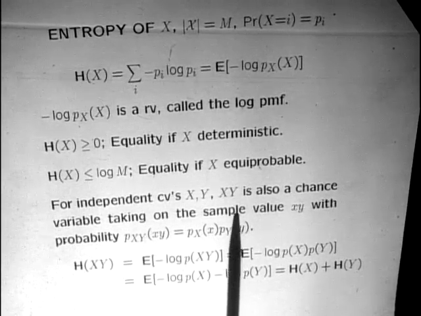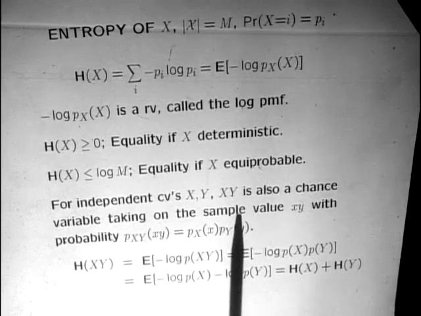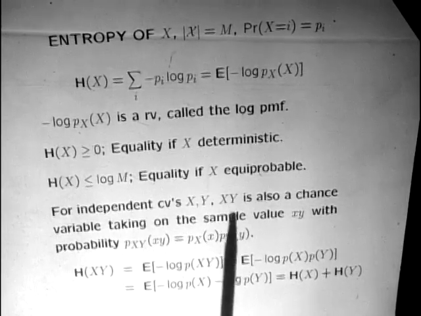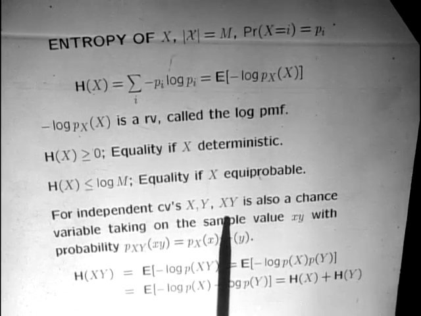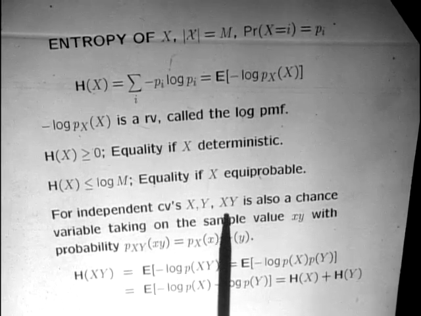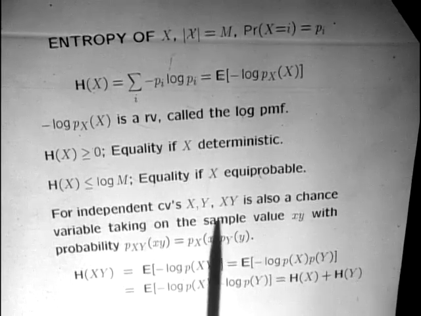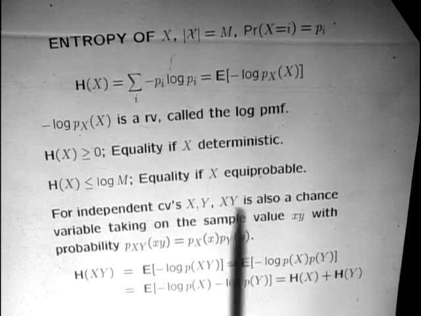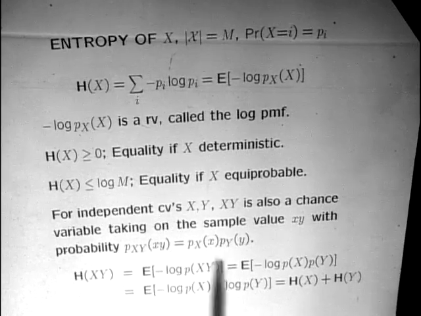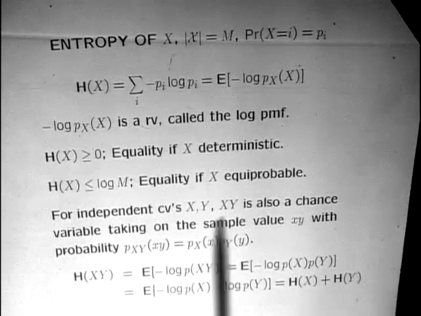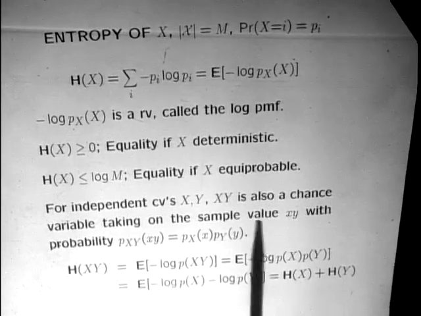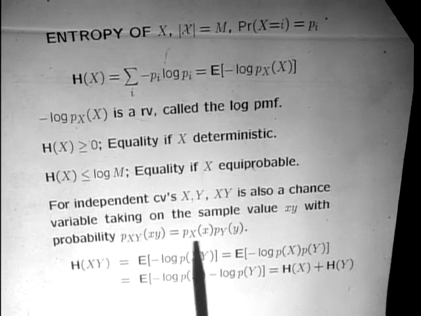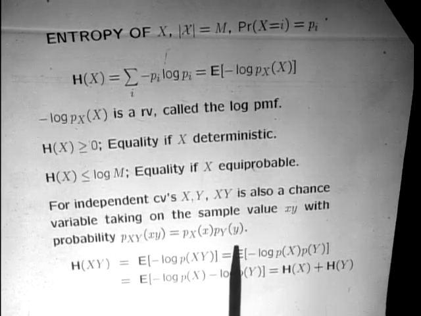This isn't a sequence x followed by y. Well, you can think of it that way, but we want to think of this here as a chance variable itself, which takes on different values. And the values it takes on are pairs of sample values, one from ensemble x, one from ensemble y, and xy takes on the sample value little xy with the probability p of x times p of y.